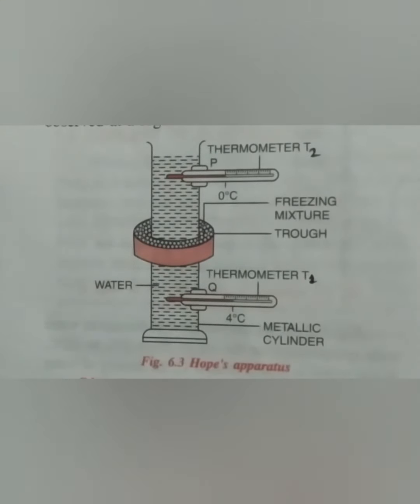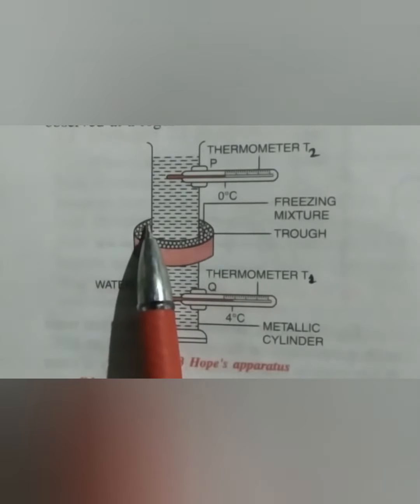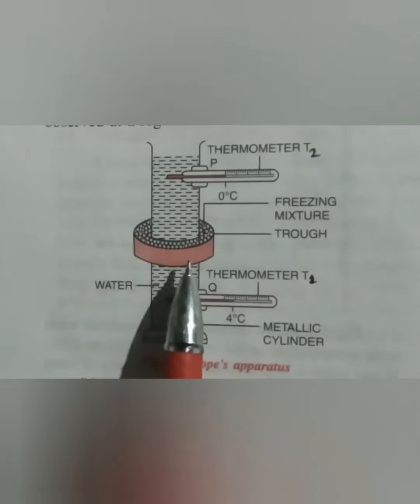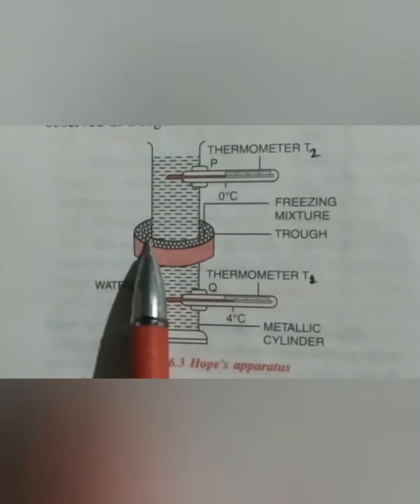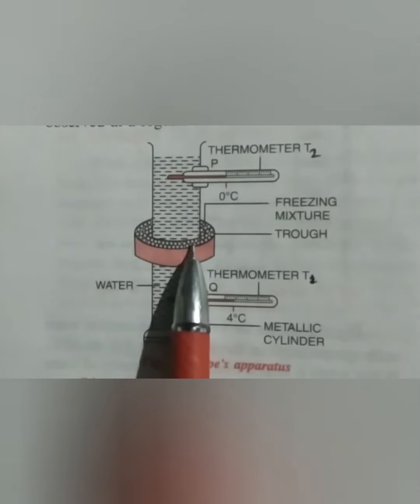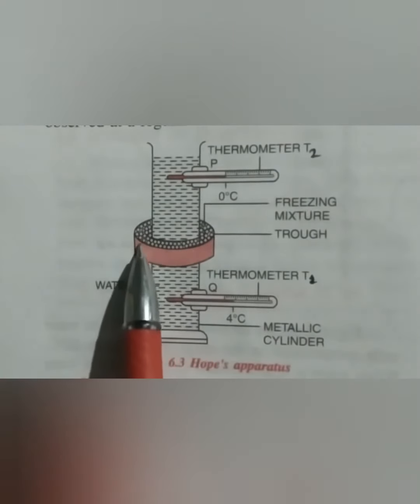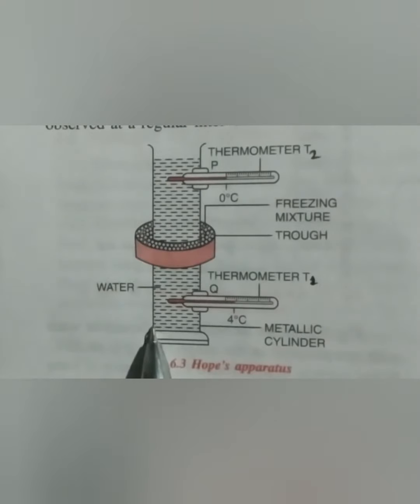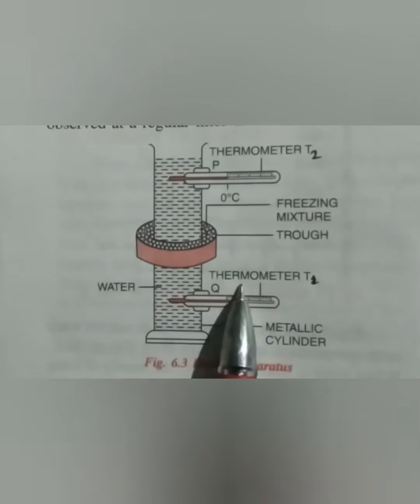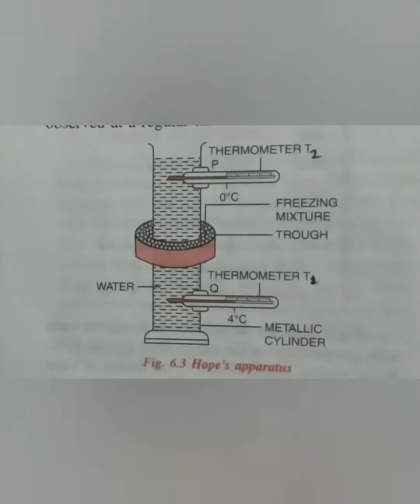Initially, water is at room temperature, say 12 degrees centigrade. As the freezing mixture cools water in the central portion of the cylinder, the temperature starts falling from 12 degrees centigrade to 4 degrees centigrade, and the water here contracts and its density increases. So the cool water sinks down to the bottom and warm water from the bottom rises up to take its place. Thus, by convection, water of the lower part cools, so the reading of the lower thermometer T1 falls rapidly. The reading of upper thermometer T2 remains constant during this period.